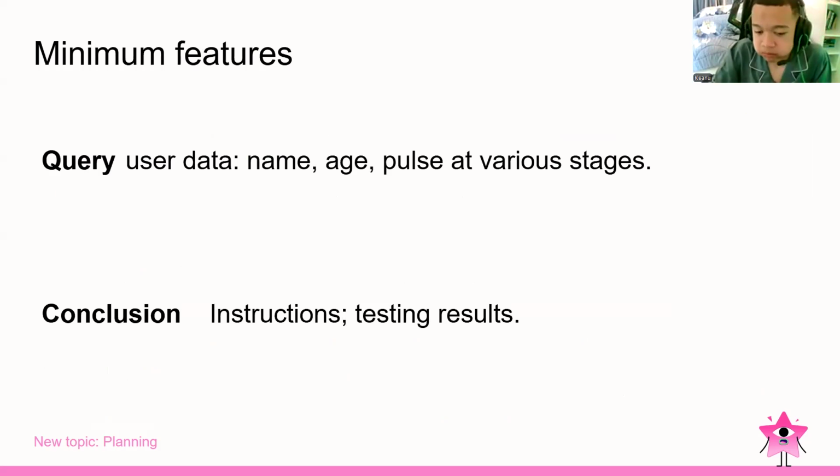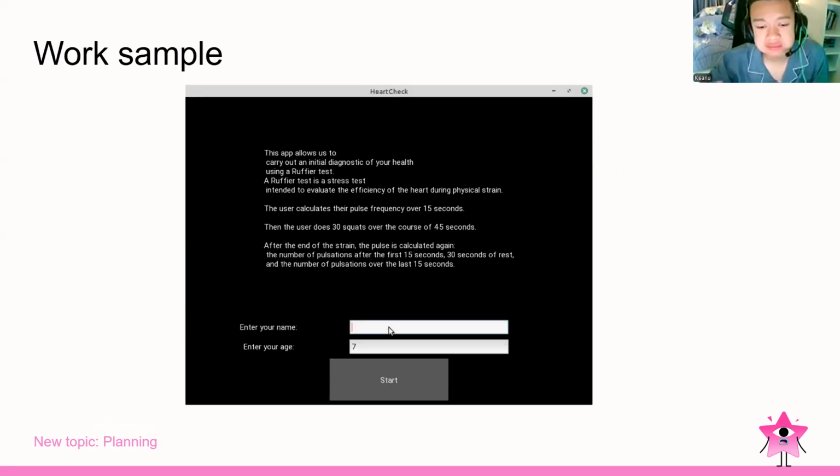So about the minimum features, first, the query user data will have the name, the age, the pulse at the various stages, and so on. And for the conclusions, we also have the instructions, which will be the static testing results.